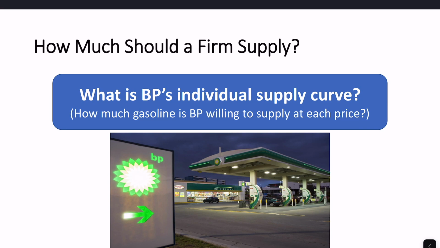This is going to be a petroleum company that's going to pump oil out of the ground and turn it into gasoline and sell gasoline. And so in this example, we want to know how much gasoline BP is willing to supply at each individual price. And that will be the firm's supply curve.